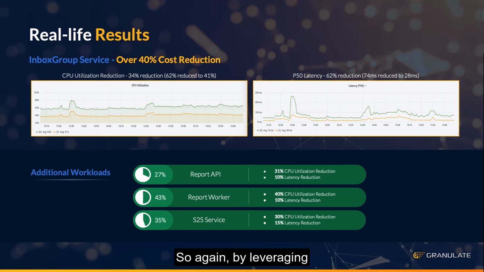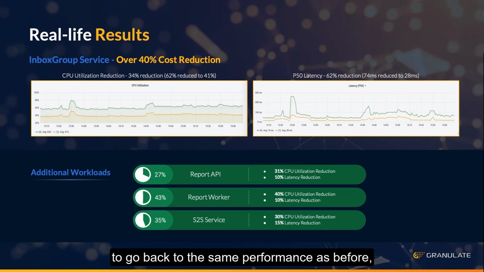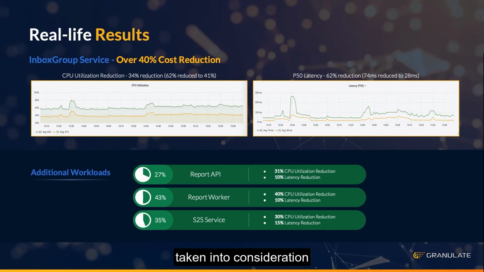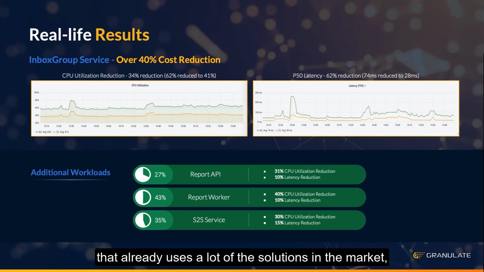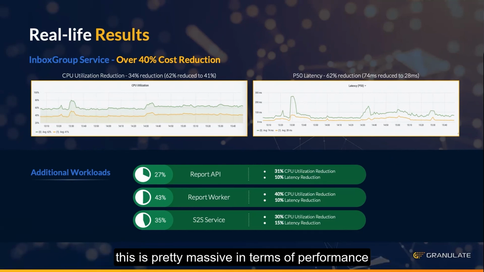So again, by leveraging those two significant improved performances, they were able to use that to reduce number of instances to go back to the same performance as before with a lot less machines, about 40% cost reduction, which is significant, taking into consideration that MoEngage is a very advanced customer that already uses a lot of the solutions in the market and already implemented a lot of those to reduce its cost. So as a solution that allows them to get additional gains, this is pretty massive in terms of performance or percentage of cost reduction.